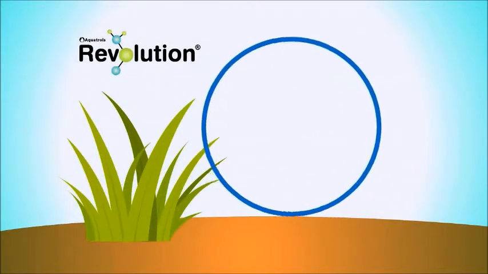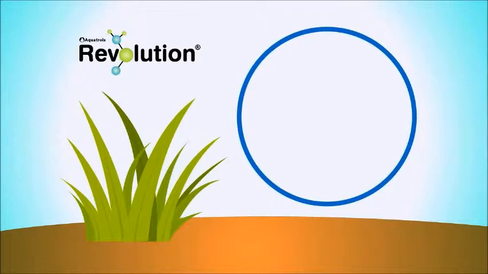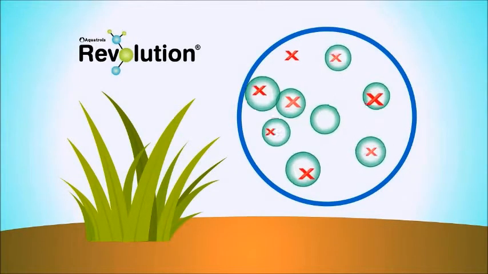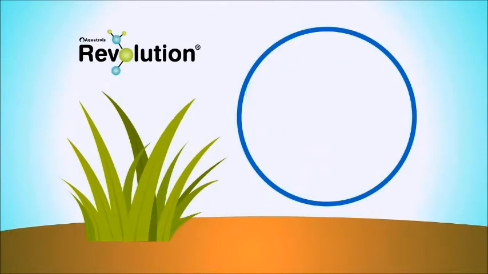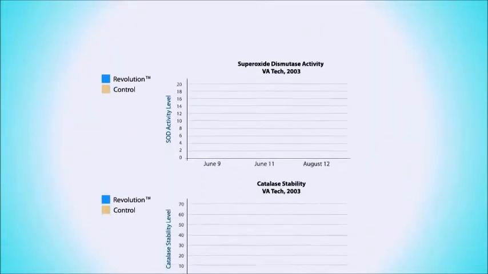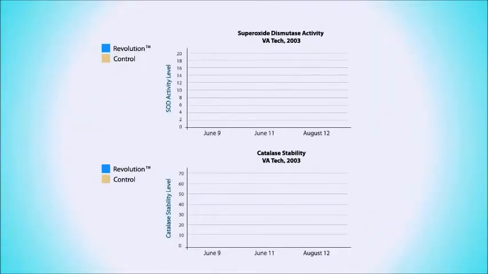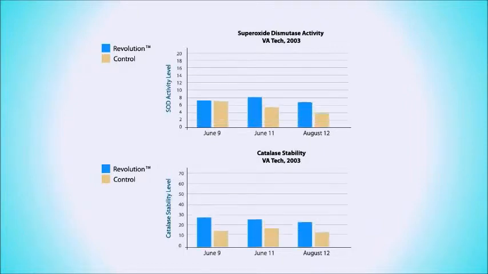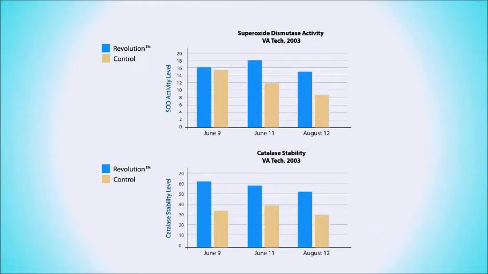Revolution lessens the amount of environmental stress on your turf, which in turn lowers the potential for oxidative stress. When oxidative stress does occur, Revolution-treated turf is better able to maintain adequate antioxidant response. Studies done by Dr. Eric Irvin at Virginia Tech show that turf treated with Revolution maintains higher superoxide dismutase activity and catalase levels throughout the season. The turf is better able to protect itself from damage that can lead to summer decline or make it more susceptible to pathogens.